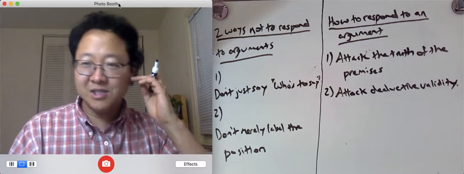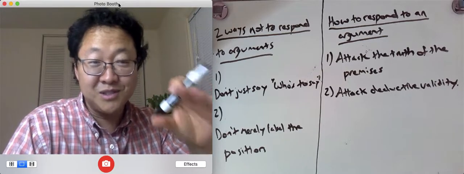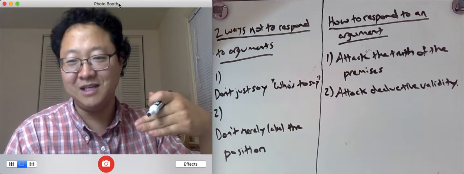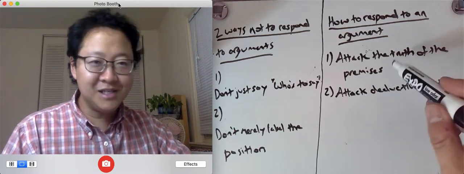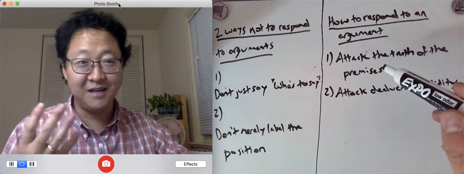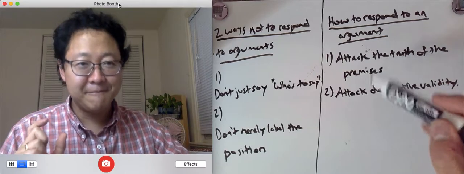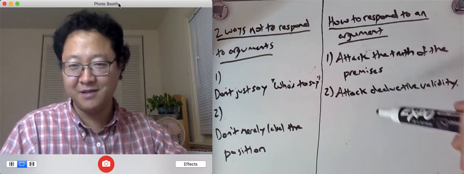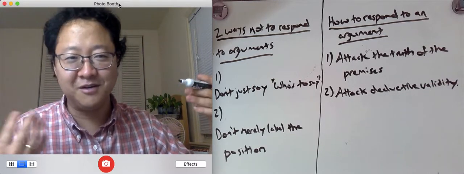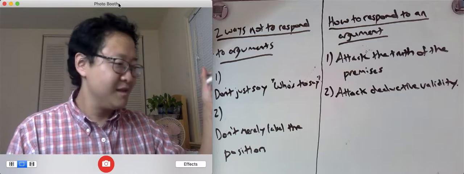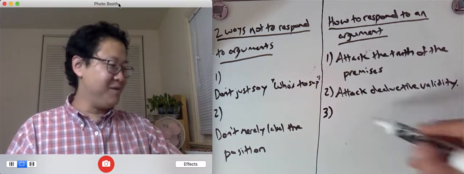In doing this, you'd be showing that just because the premises are true, it doesn't follow that the conclusion has to be true. That's deductive validity. And by attacking either of these two things, you guys remember, it starts with an S, you're attacking deductive soundness. That's what you're doing when you're performing either of these two steps. Now, these are the two things we've already learned in earlier videos. But there's something new that we can add to our list.